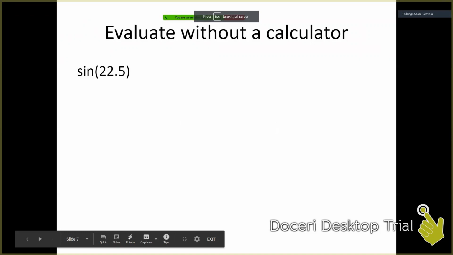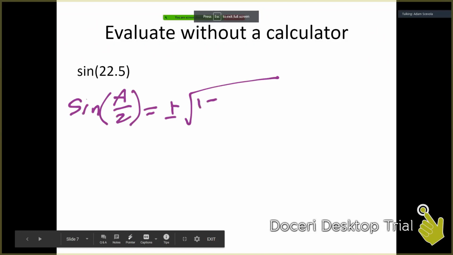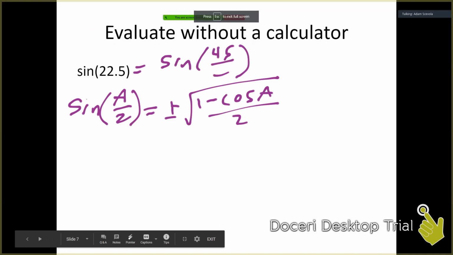So that formula is the sine of A over 2 is equal to plus or minus the square root of 1 minus the cosine of A, over 2. So in this case, like you guys told me in the chat, we're going to do the sine of 45 over 2. Using the formula, that becomes positive because 22.5 is in quadrant 1. The square root of 1 minus the cosine of 45, all over 2.